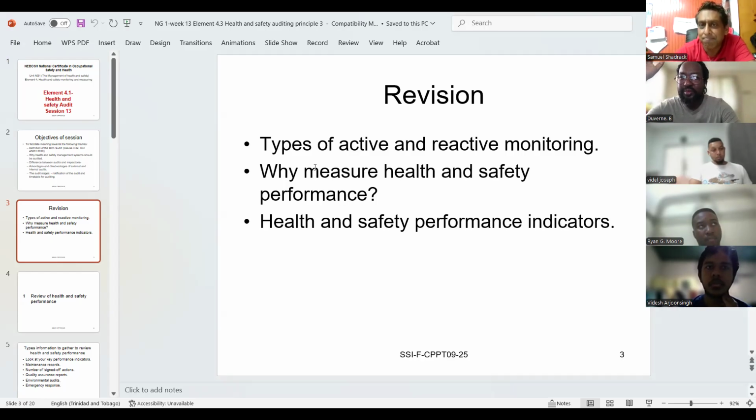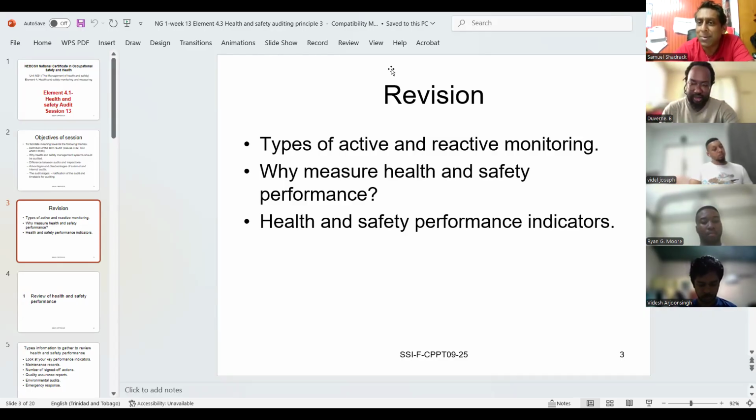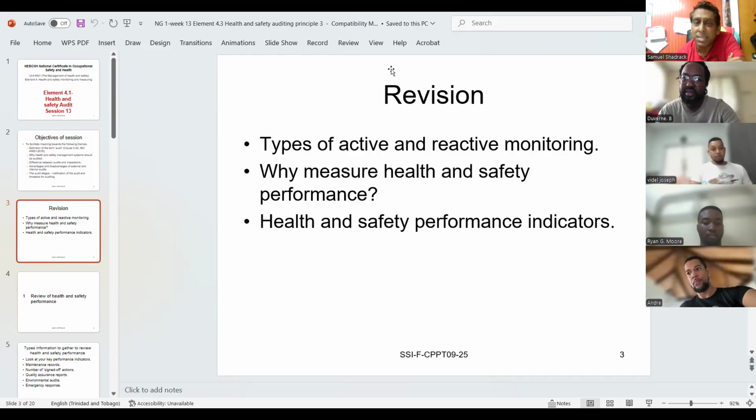So it was accountability with something. Yeah. Anyone want to help out Devon a bit? To check the performance and see if they're actually making progress with the health and safety policy. So yeah, to see if they're meeting their target.